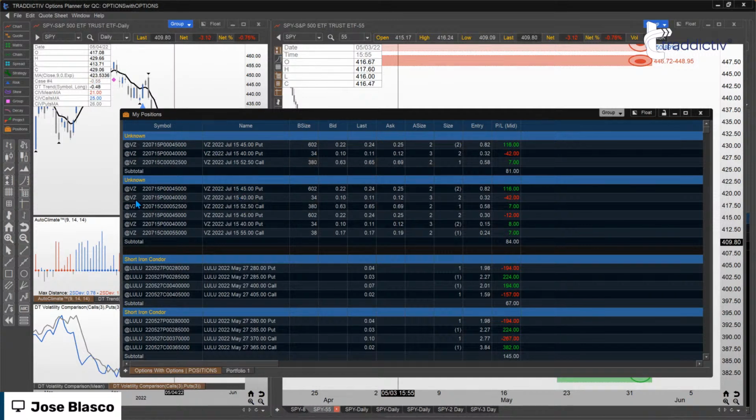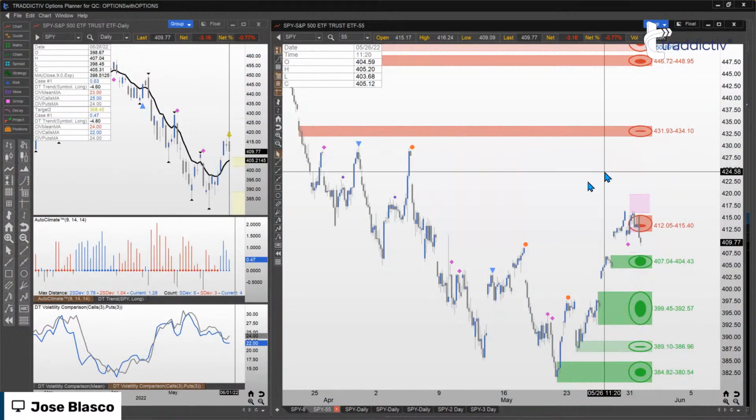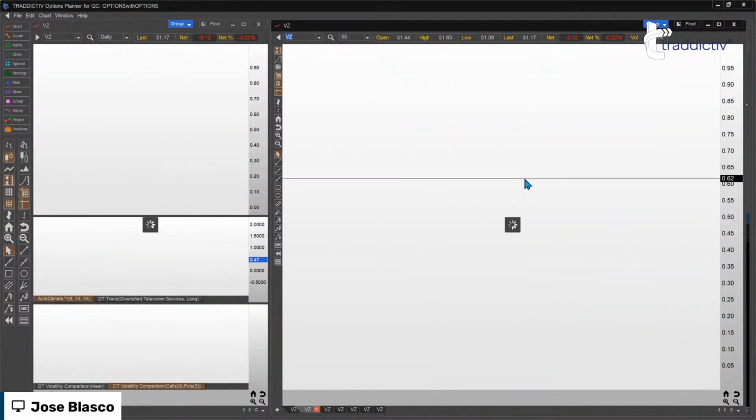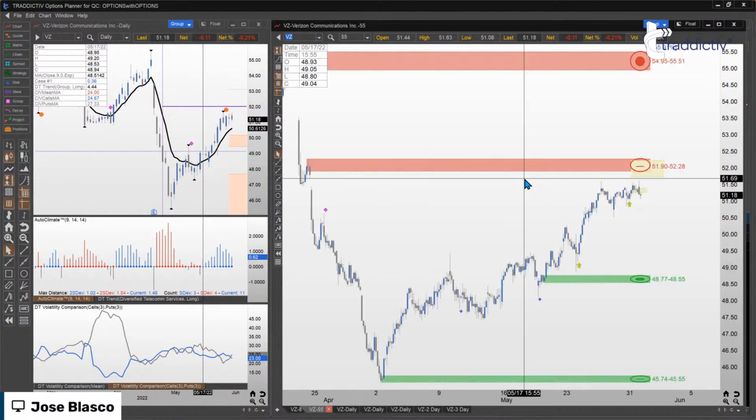So where are we at? The first position I would like to comment on, which is going to be a quick one, is Verizon. So this is a trade that we have running for some time now. Joe, wouldn't you expect a retracement to the EMA?